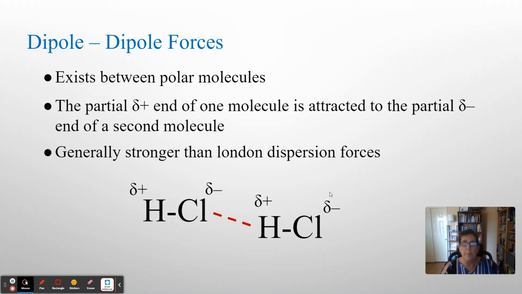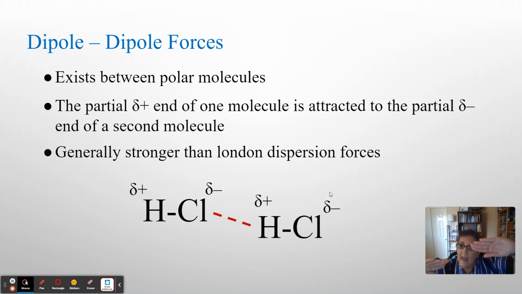So here's an example of HCl. HCl is polar because H and Cl are two different nonmetal atoms. They're different. Cl is closer to fluorine. So Cl is the one that's a little bit negative. The hydrogen's a little bit positive, and it's that way all the time. It's polar all the time.